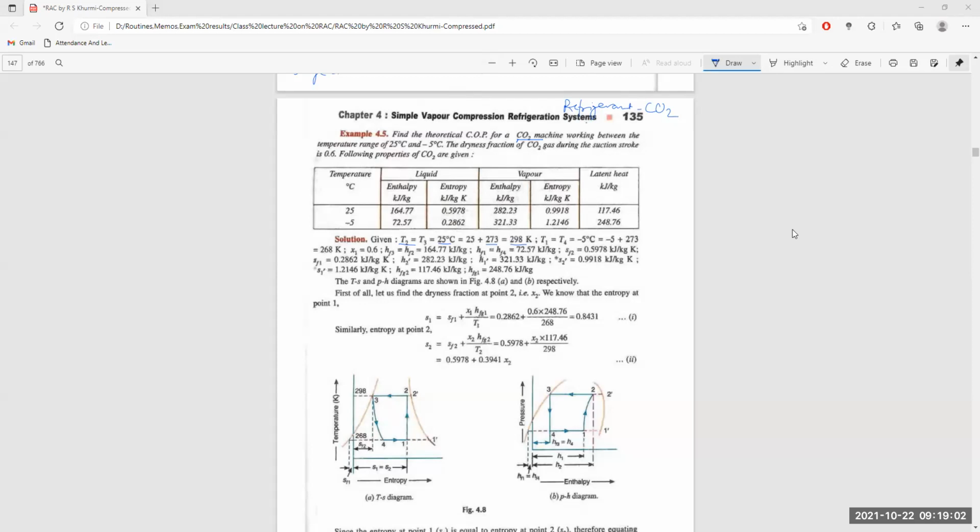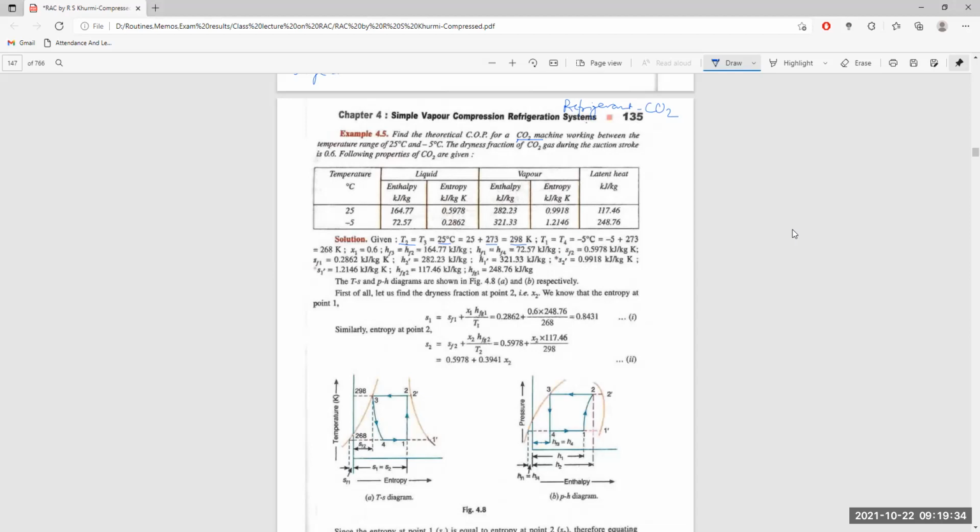So again, the same thing is repeated. T1 is equal to T4. T1 is the entry temperature of the compressor, and T4 is the entry temperature of the evaporator itself, which is equal because we understood that condensation is an isothermal and isobaric process. So it is minus 5 degrees centigrade, minus 5 plus 273 is equal to 268 Kelvin.